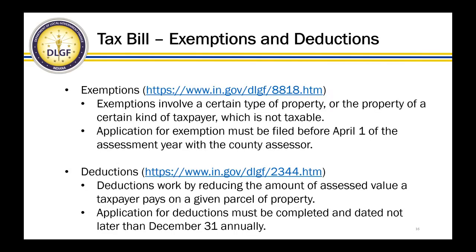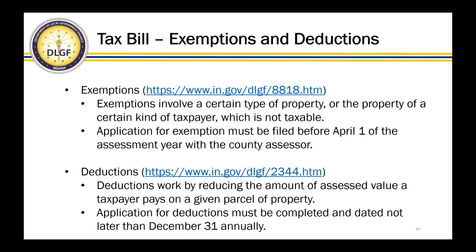Okay, so we started with the gross assessed value, and from there we need to talk about how exemptions and deductions impact the actual taxable value of the property. With an exemption, there are certain types of property or certain types of taxpayers that are not taxable. And so while the local assessing official is calculating how much the property is worth, what exemptions and deductions do is reduce the amount of taxable AV that's associated with the parcel.